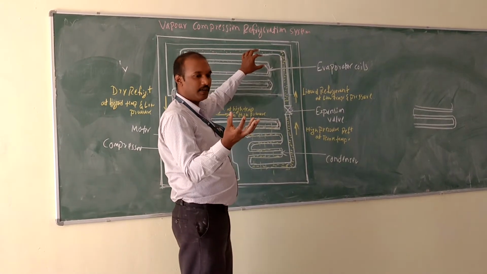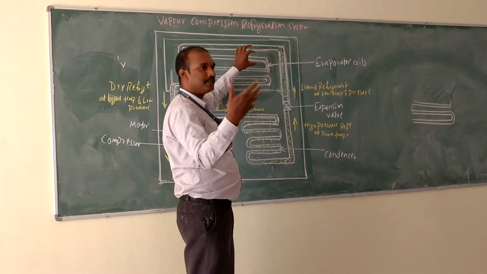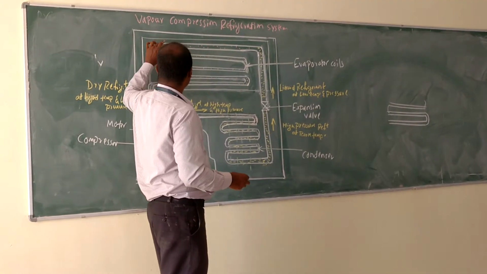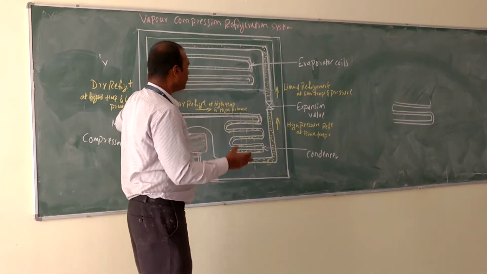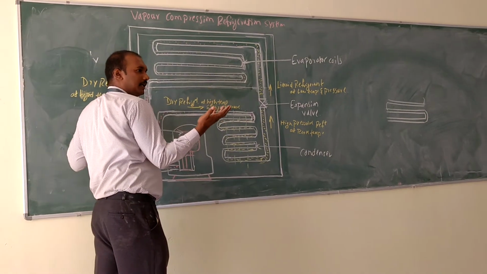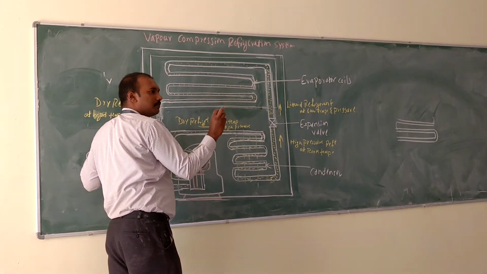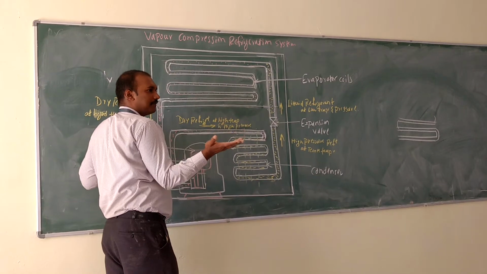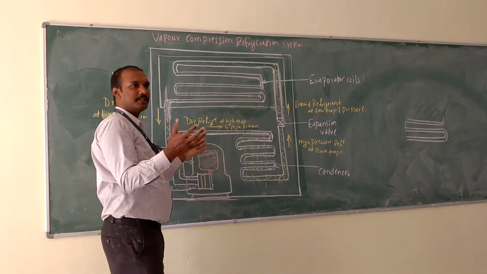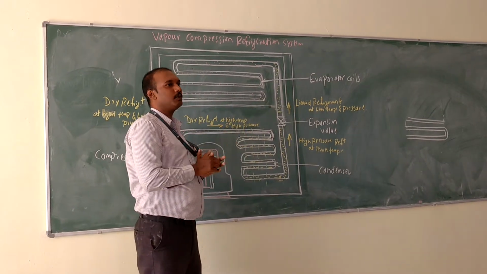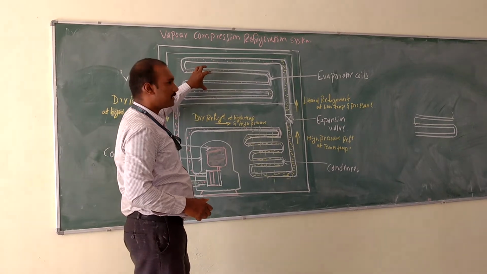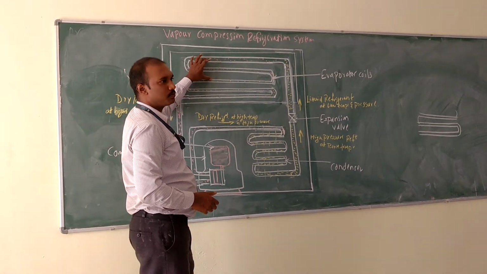When the liquid refrigerant is heated and the temperature is increased, it will become vapor like this, and it takes the heat from the evaporator coil. When it takes the heat, automatically the refrigerator space will become cool. That's what the refrigerator system does. If you keep on extracting the heat from the refrigerator space, the system will become cool. So when it takes the heat, the liquid refrigerant becomes vapor.